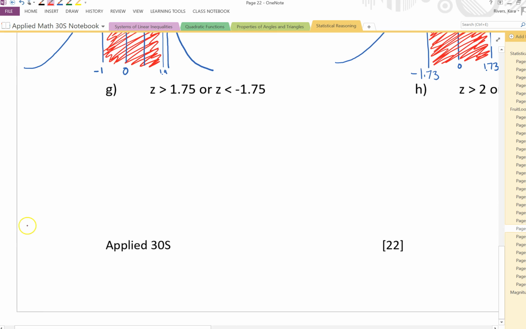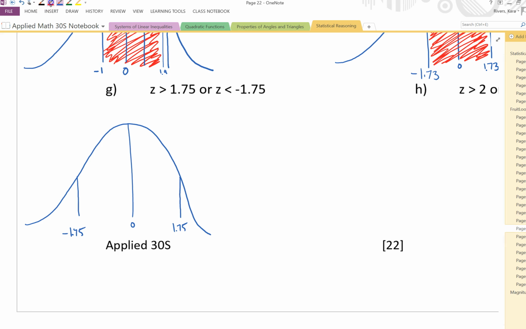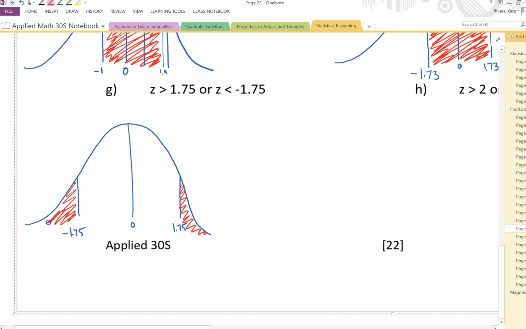So if I were to draw this, what would that look like? Well, here's 0, here's negative 1.75, and, oops, it should be symmetrical, so positive 1.75. But the area isn't between. The area is greater than 1.75, which would be all of this, and less than negative 1.75, which would be all of this. So essentially, we have to do this twice, right?